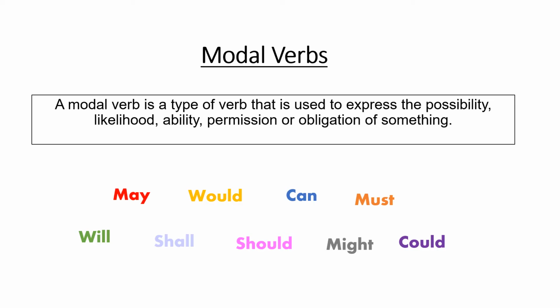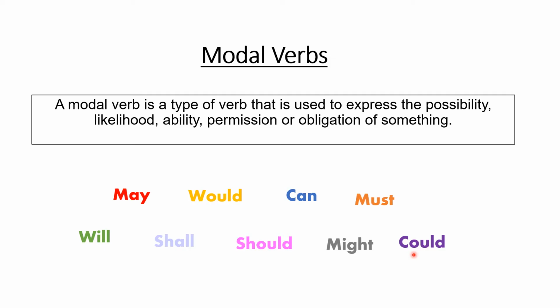A modal verb is a type of verb that is used to express the possibility, likelihood, ability, permission, or obligation of something. We have a list of different modal verbs here. We've got may, would, can, must, will, shall, should, might, and could. There are other words like ought, need, and have, which fall into the semi-modal verb category, but today we're just going to focus on these 9.